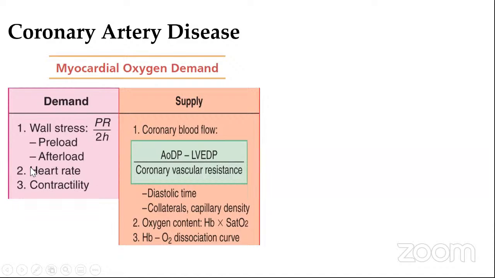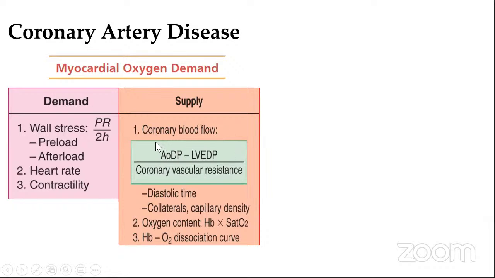So if you have tachycardia, you're increasing demand. If you're increasing contractility, you're increasing demand. If you're increasing the wall stress, like pressure or volume overload, you're increasing demand. Or if you're increasing the thickness, you are decreasing the wall stress and decreasing the demand. So the supply, we're going to discuss the coronary blood flow.